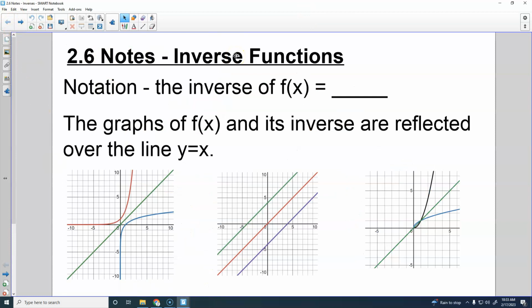Some notation. Inverse notation for functions is going to look like this. It's f to the -1 power of x. So whenever you see f to the -1 power of x, that means the inverse of f of x.